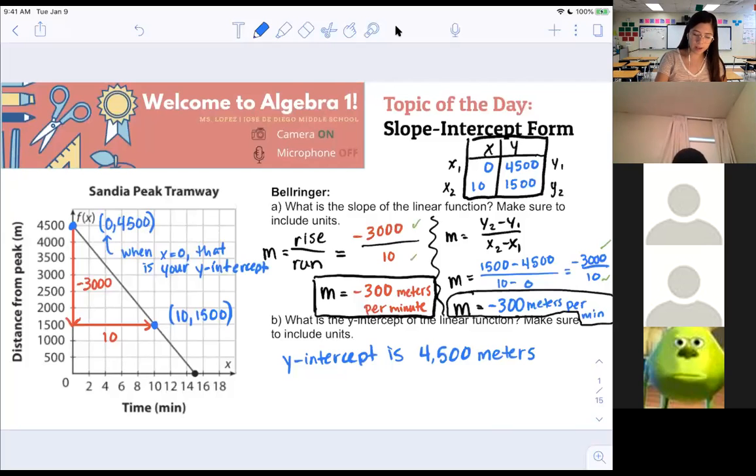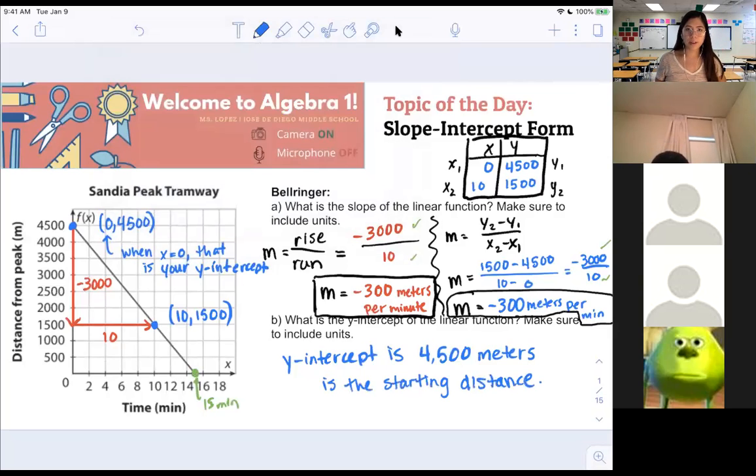So we know that the x-intercept tells us how long it took to travel all that distance. But I'm not talking about the end. The 4,500 is the distance at what point in his journey? The beginning. So 4,500 meters is the starting distance. It's where it begins.